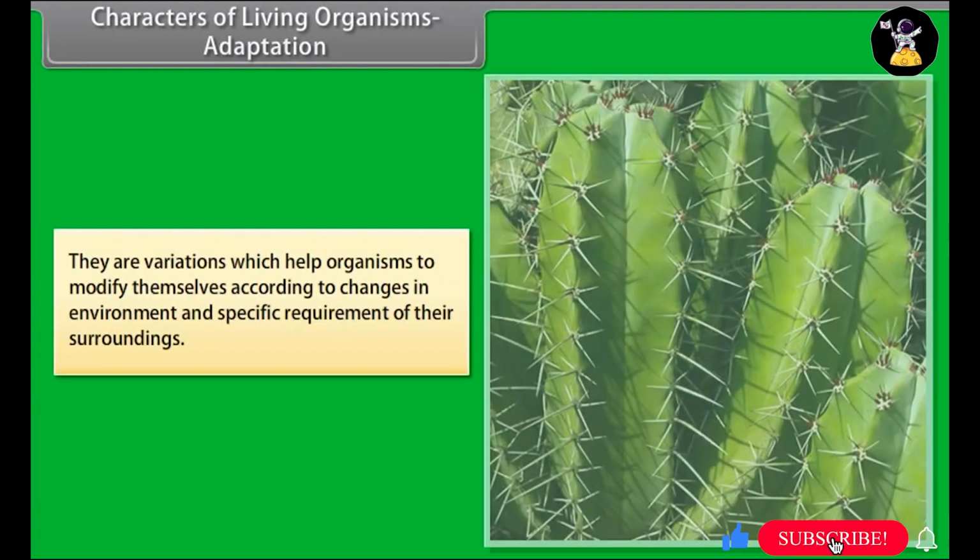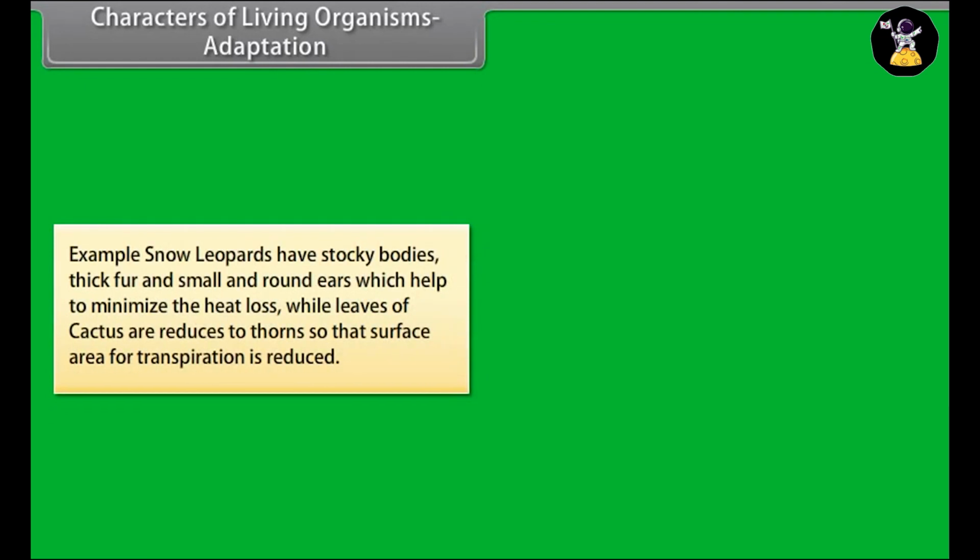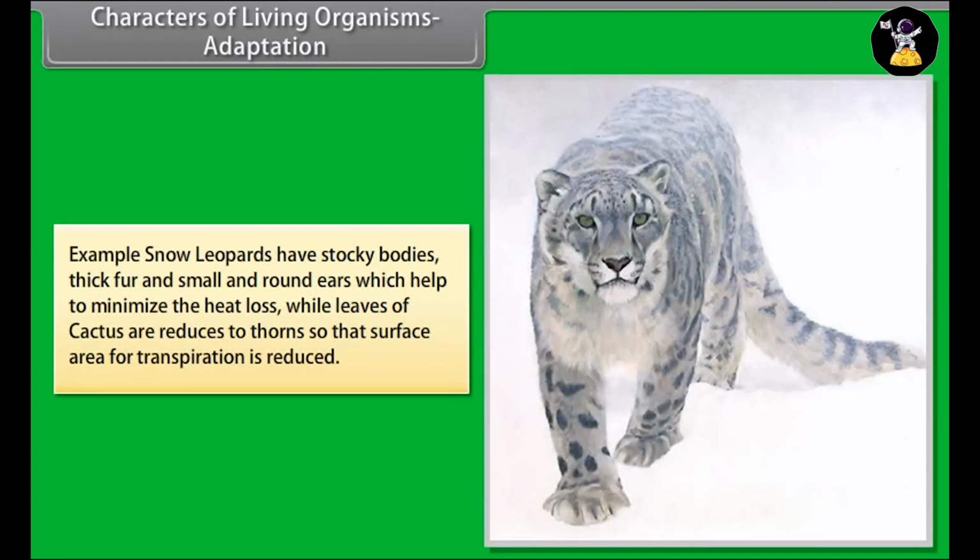Characters of living organisms. Adaptation. They are variations which help organisms to modify themselves according to changes in environment and specific requirement of their surroundings. Example: snow leopards have stocky bodies, thick fur and small and round ears which help to minimize the heat loss, while leaves of cactus are reduced to thorns so that surface area for transpiration is reduced.